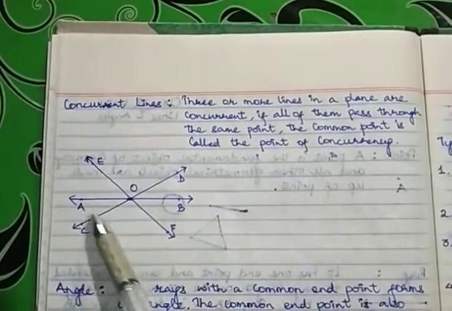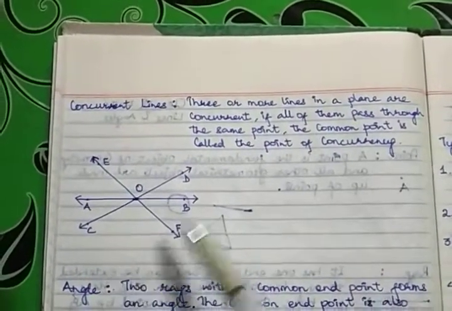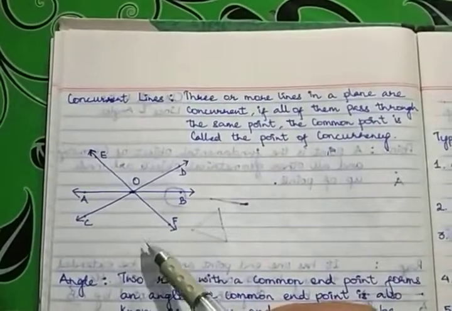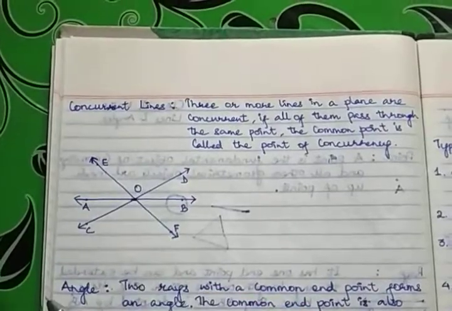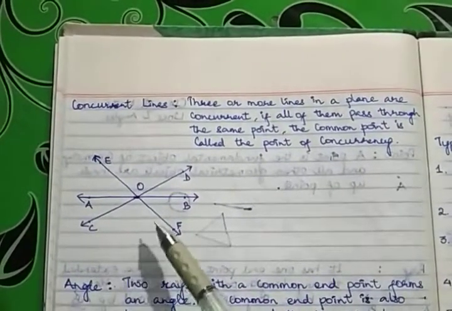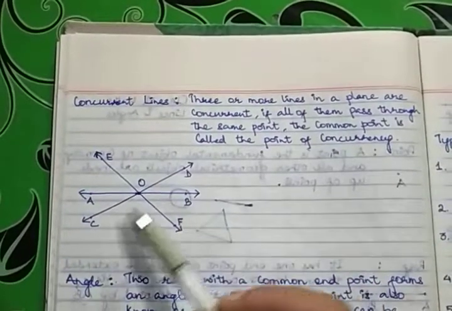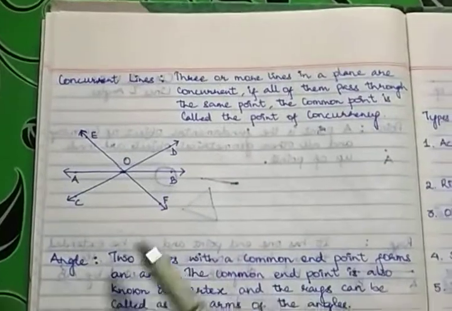See, we got 3 straight lines, AB, CD and EF. Now as for concurrent lines, what did I just say? When 3 or more lines pass through the same common point, so see, all of them have passed through point O. Now that common point is called the point of concurrency. And the 3 lines are known as concurrent lines. As simple as that. Okay.